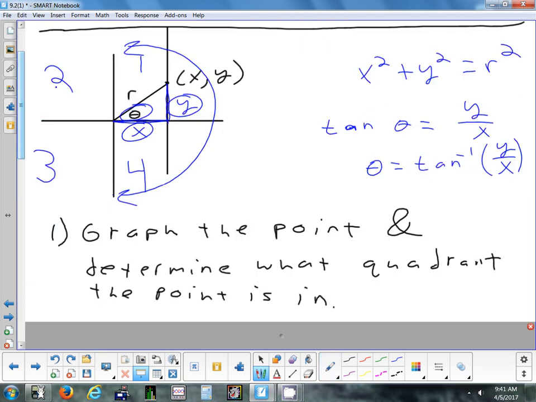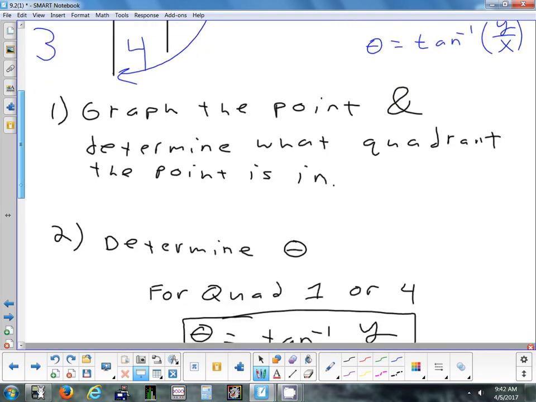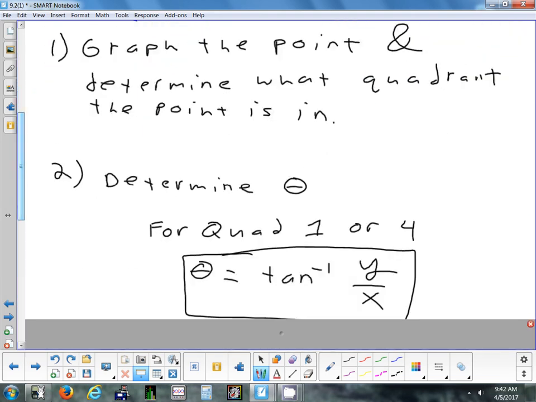So the first step I put down is to graph the point. But really, all you need from step 1 is what quadrant you're in. If you can determine the quadrant without graphing it, then graphing isn't necessary, unless the problem specifically said to do that. But the point is, step 1, determine the quadrant you're in. So to find theta, if you are in quadrants 1 or 4, you do exactly the formula I just showed you.